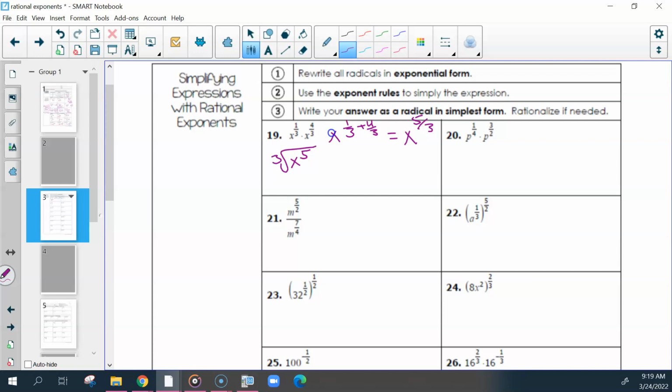Adding the two fractions. So we're combining a bunch of things: radical stuff, exponent stuff, and this stuff all together. Can this be simplified more? 3 goes into 5 how many times? Once. With how much left over?